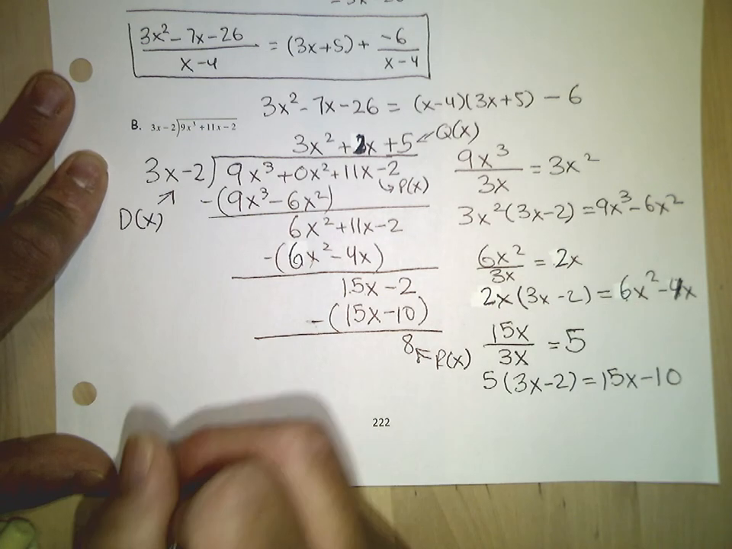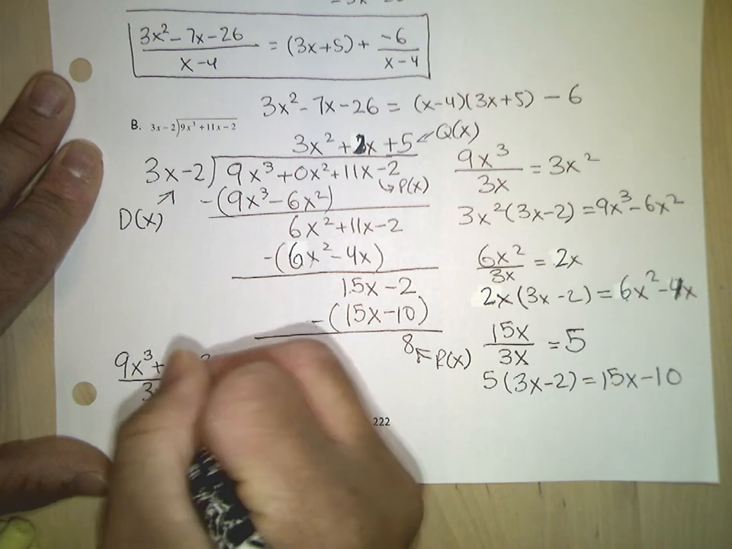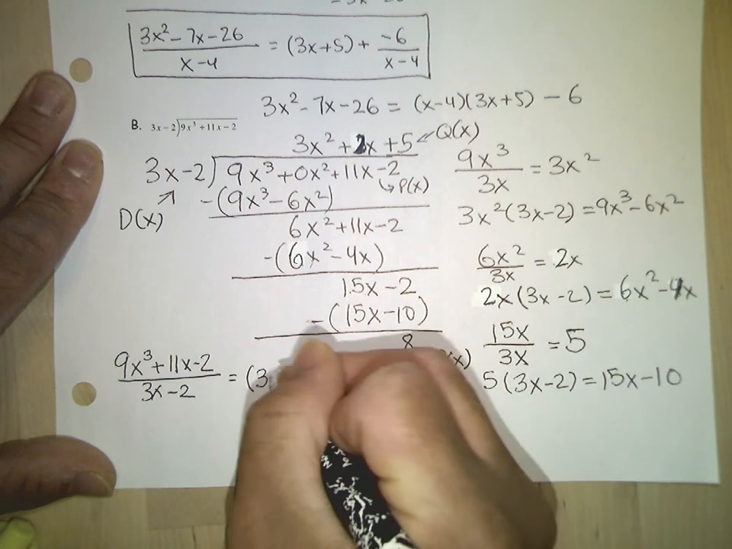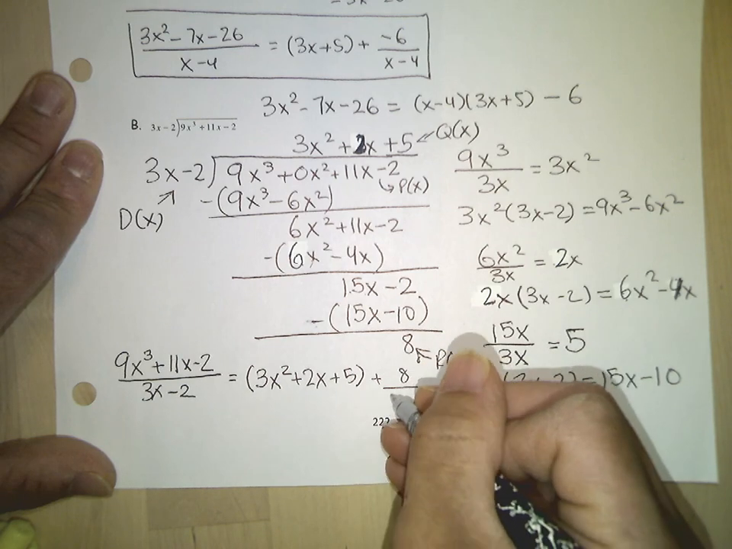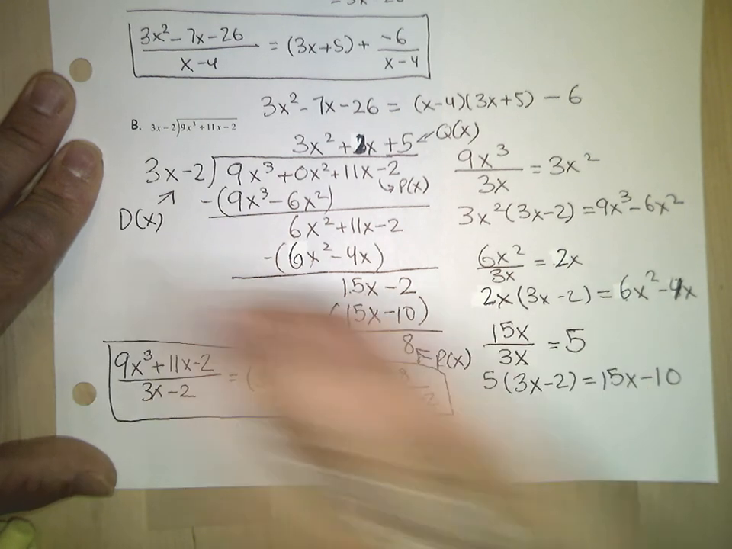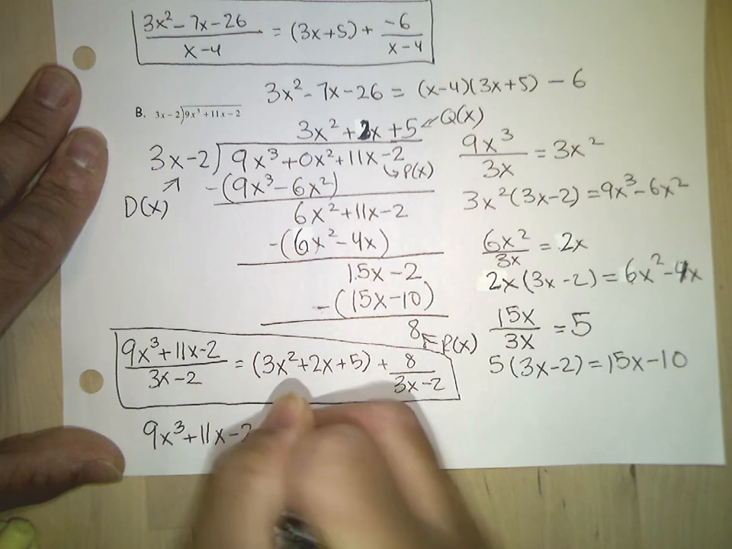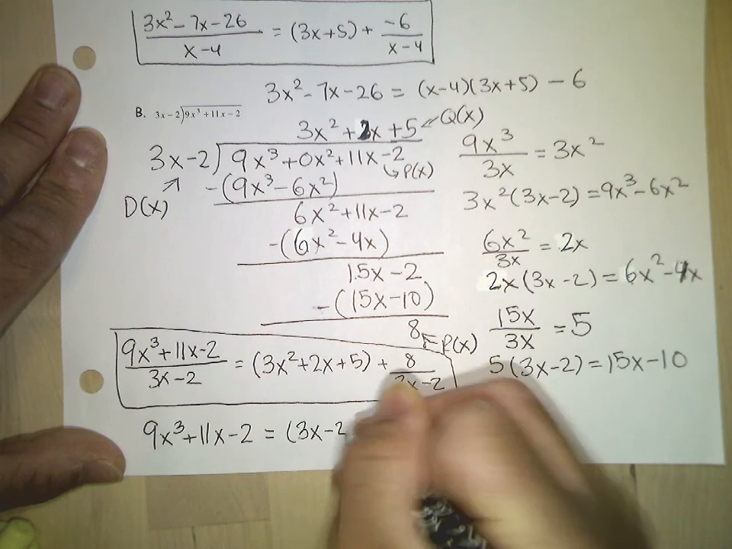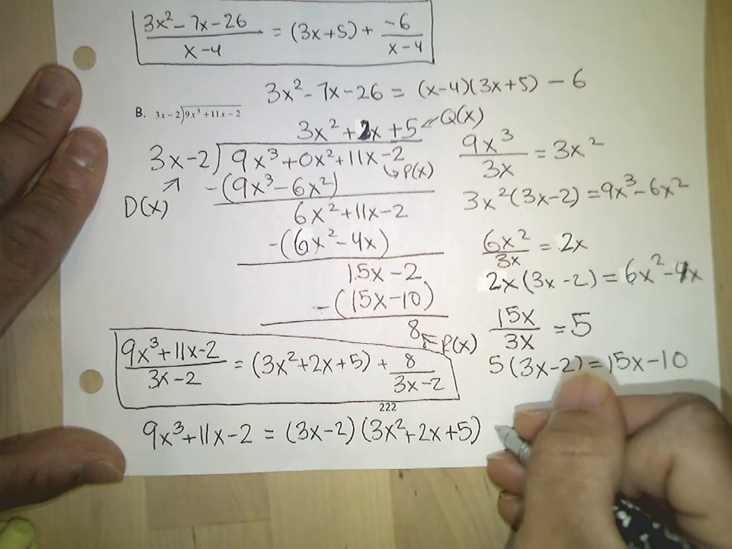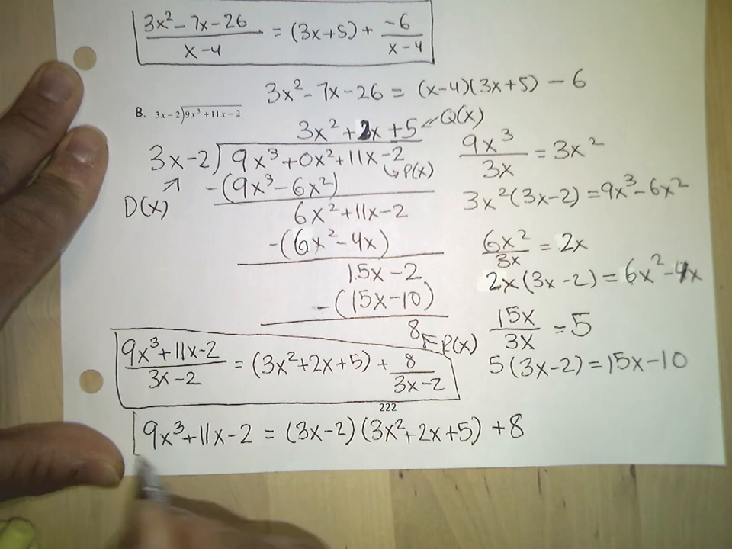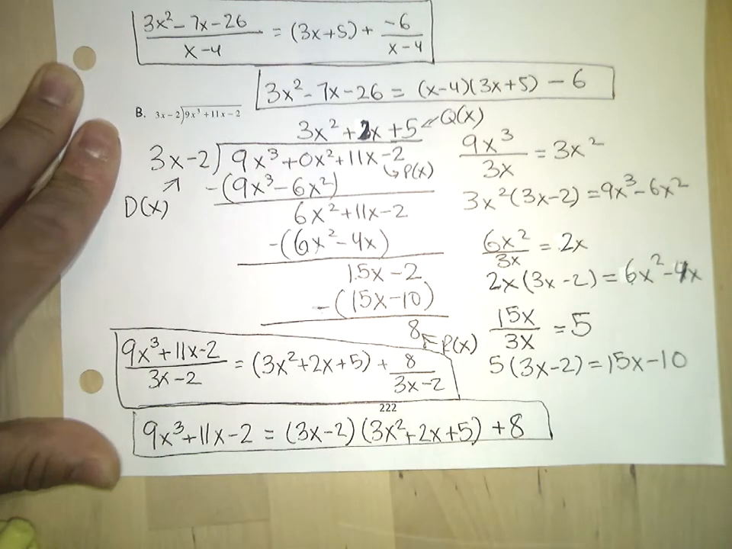So we can rewrite this. 9x to the third plus 11x minus 2 over 3x minus 2 equals the quotient, 3x squared plus 2x plus 5, plus the remainder 8 over the divisor 3x minus 2. Or we can write it in the form of p of x, the dividend 9x to the third plus 11x minus 2, is equal to the divisor 3x minus 2 times the quotient 3x squared plus 2x plus 5, plus the remainder 8. So these are the two ways that we were asked to write this problem. These two are equivalent statements, and these two are equivalent statements.